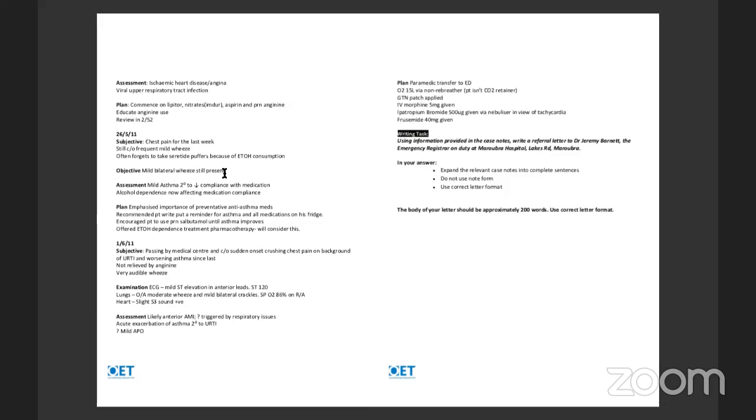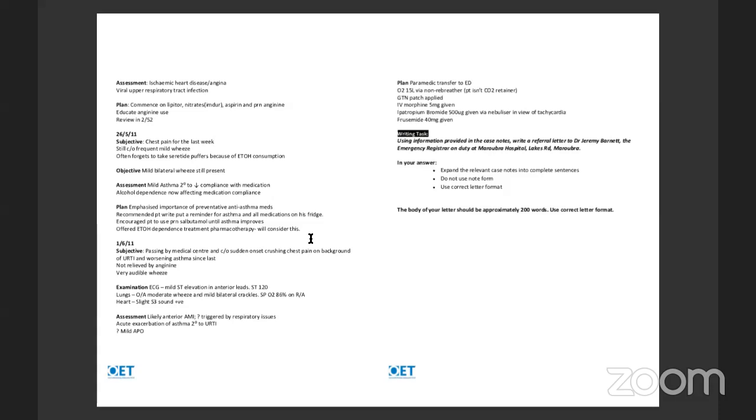Objective: mild bilateral wheeze still present, which is not new information. We have already informed that the patient is suffering from wheeze, and in the recent event, the second paragraph, we said the patient has audible wheeze. So there is no point in repeating this information. Assessment: we found mild asthma, with decreased compliance with medication, alcohol dependence now affecting medication compliance. And the plan was to emphasize the importance of preventive anti-asthma medicines, recommend the patient put a reminder, encourage the patient to use PRN salbutamol until asthma improves, and offer alcohol dependence treatment; pharmacotherapy will be considered.